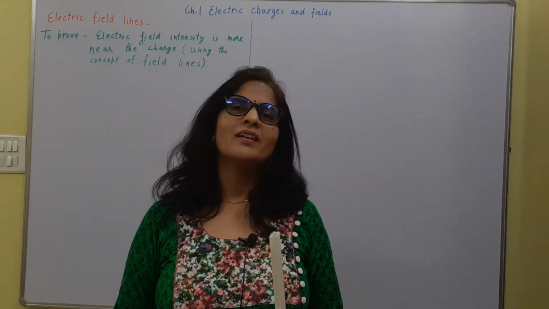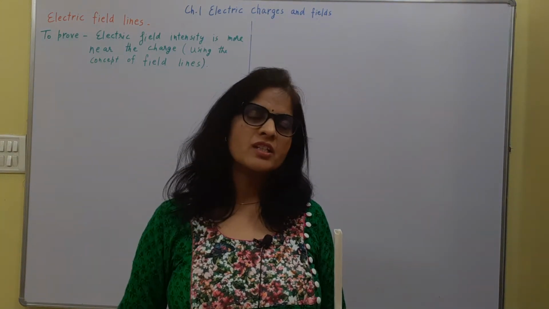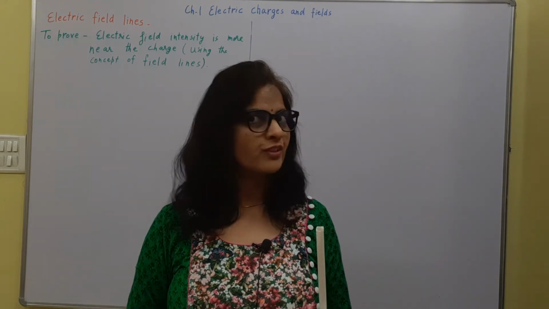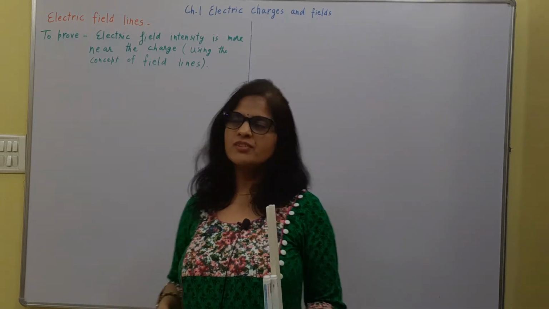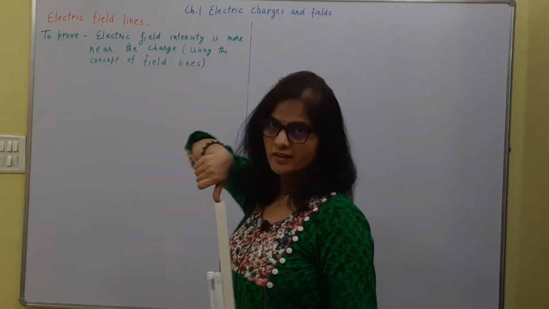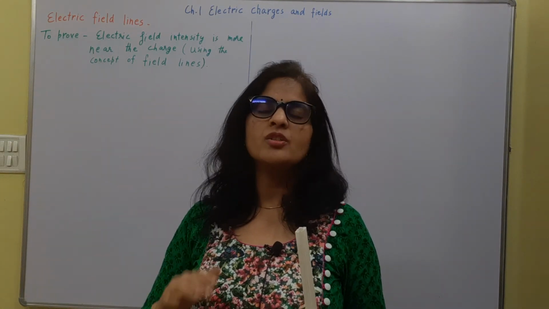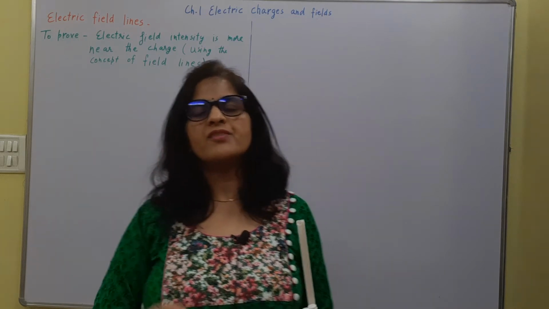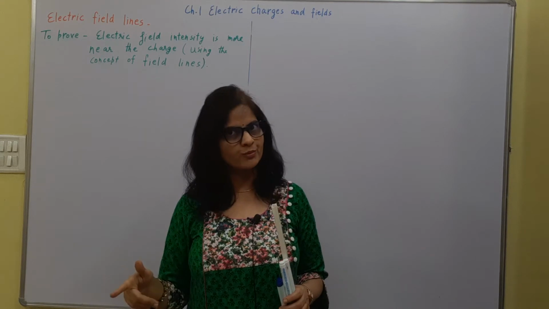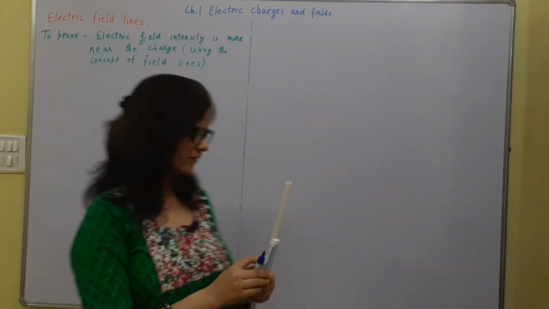Hello everyone. Today we are going to discuss that the intensity of electric field is directly proportional to the density of the electric field lines. In other words, we are proving that the electric field is more near the charge, and we will show here how this happens. This also gives us an idea, as I've stated before, that the density of electric field lines is directly proportional to the electric field intensity at that point, right?